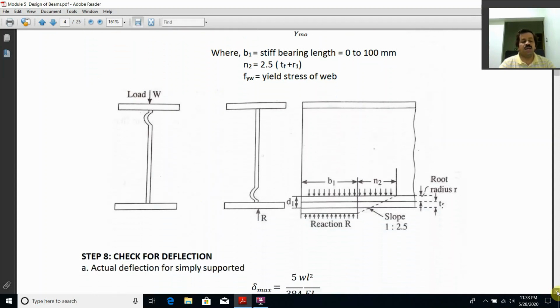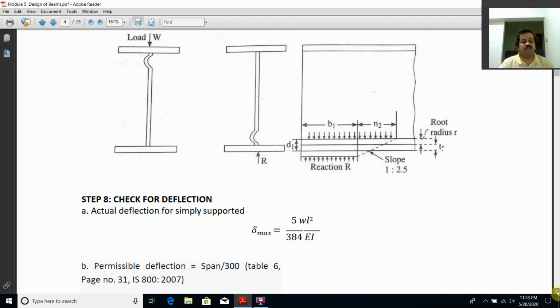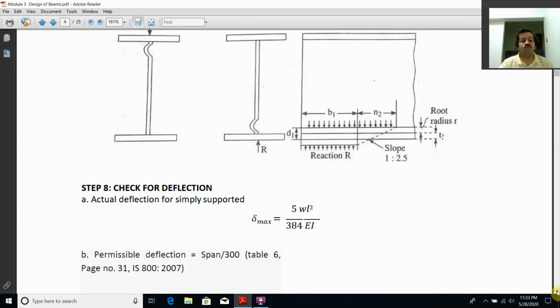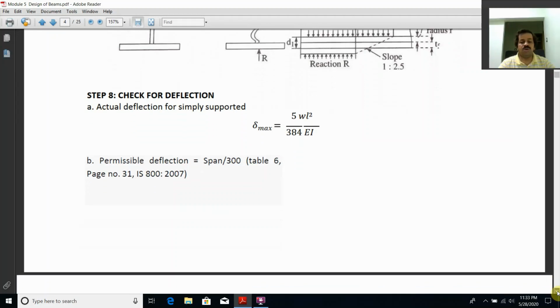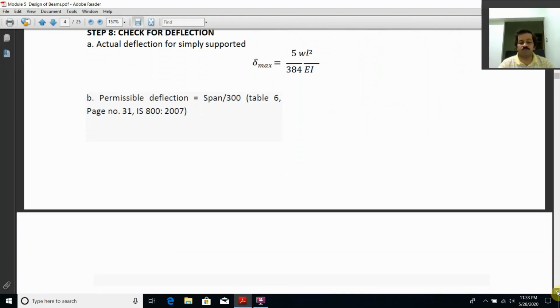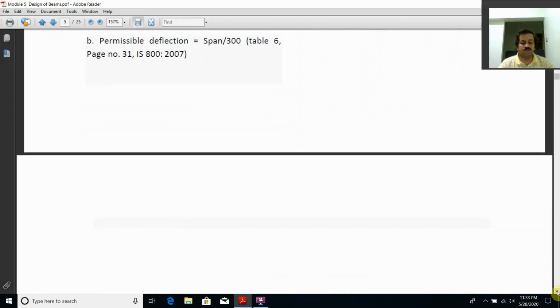Now the last one is the check for deflection, 5WL to the power of 4 by 384 EI. It is wrongly written as WL square, it should be WL to the power of 4. The permissible deflection is span by 300 as per page number 31 of IS 800:2007. So this is the step-by-step procedure of a numerical problem to be solved. Now we'll go into the numerical problem to understand the procedure.